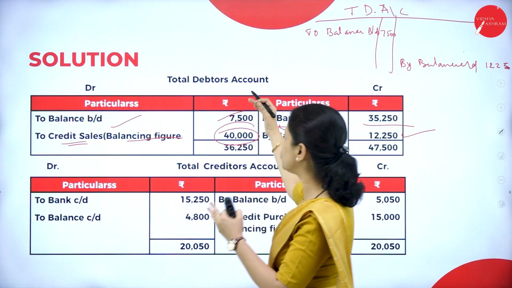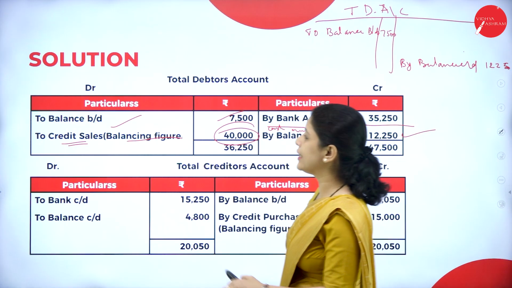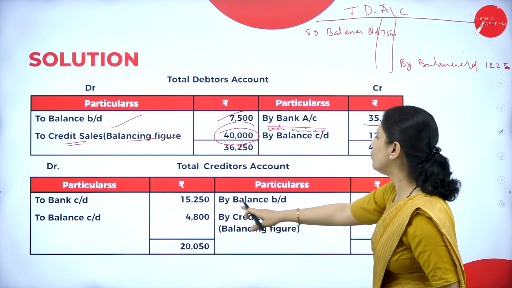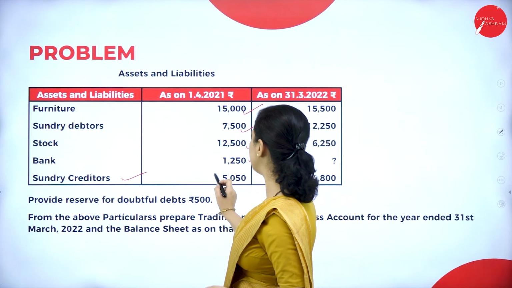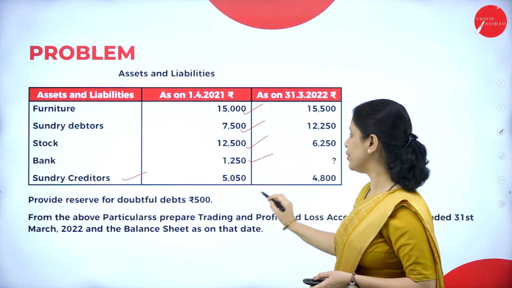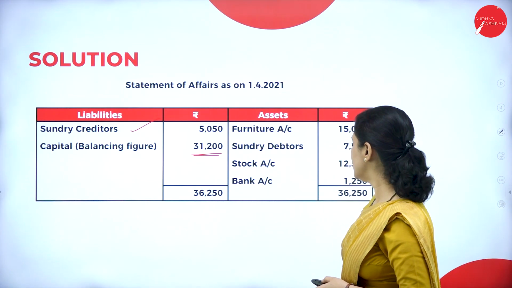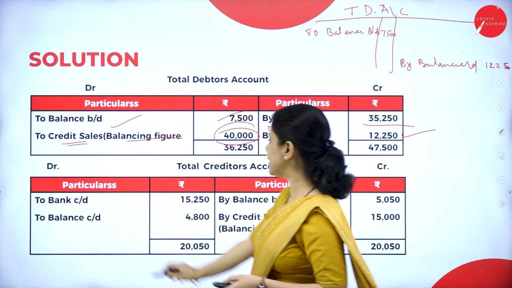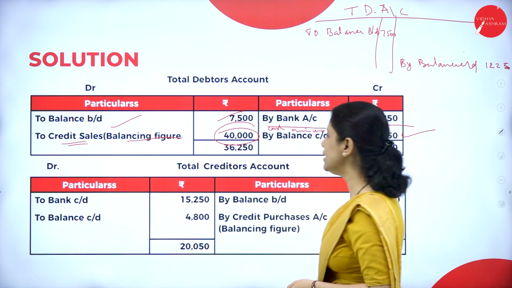Like how we did the total debtors account, like that only we have to write here. But instead of writing the debit side first, we have to write it in the credit side. What we have to write? By balance brought down. See here, creditors. This one, by balance brought down 5,050 and down here you write to balance carried down. How much is it? 4,800.